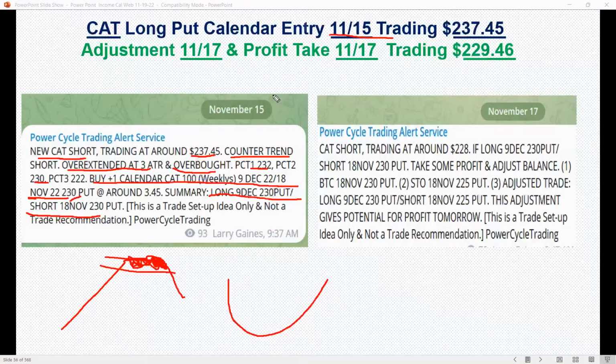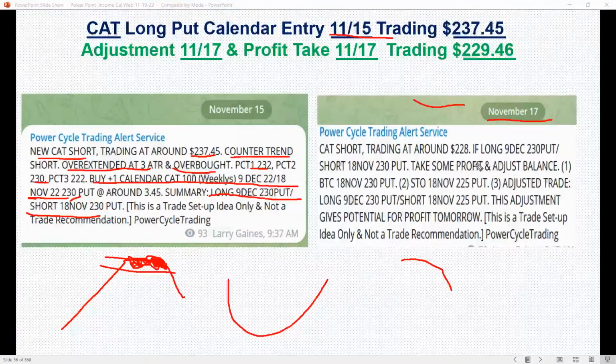So this one ended up going out and did really well. On the 17th, that was Thursday, it was starting to trade lower. And so with this one, we took some profit, or took profit if you wanted, took it all, and then adjusted for a bigger move down.